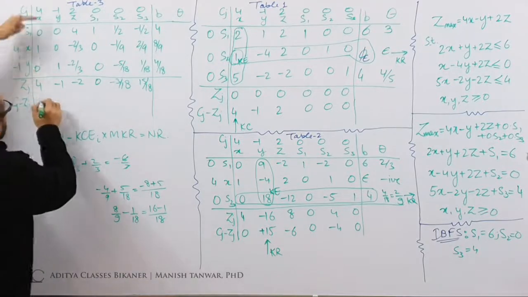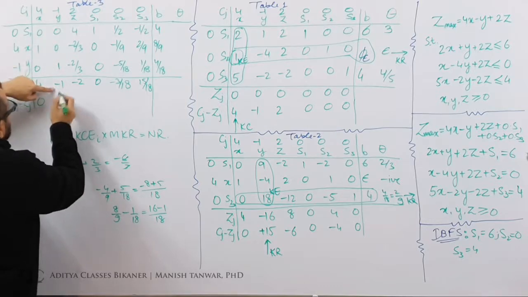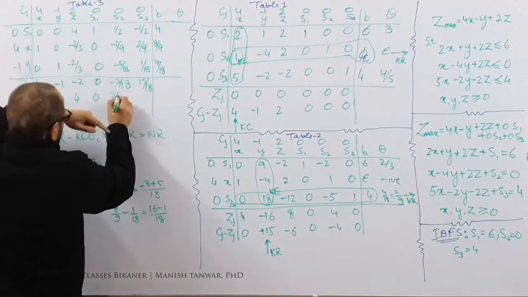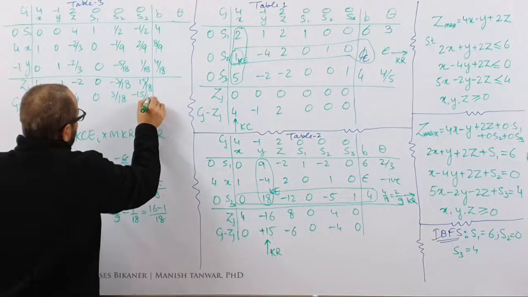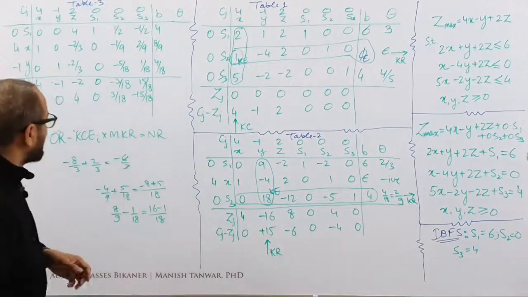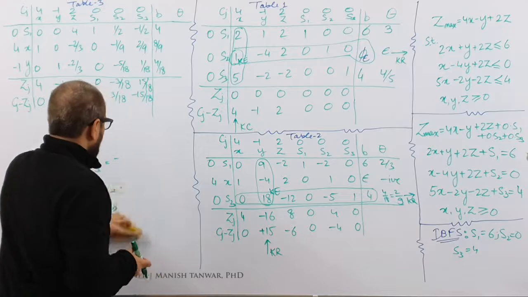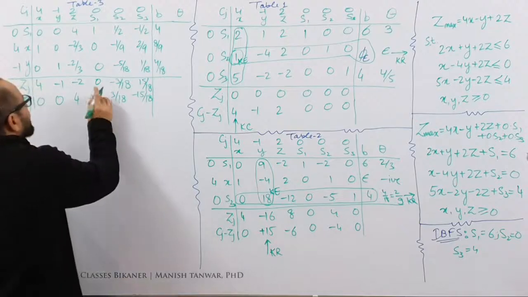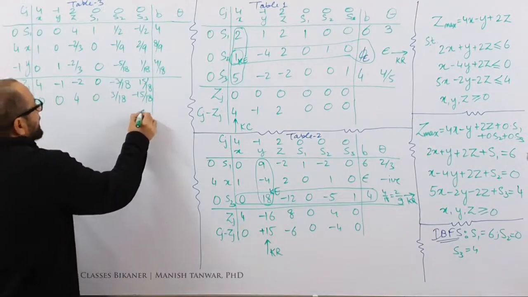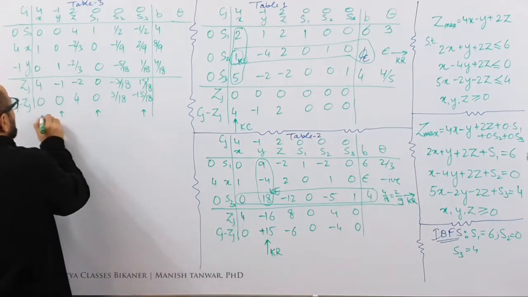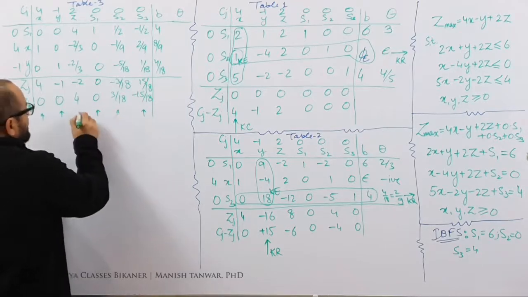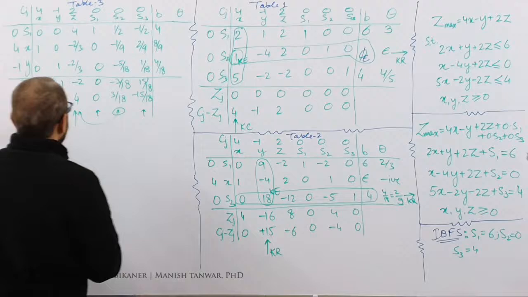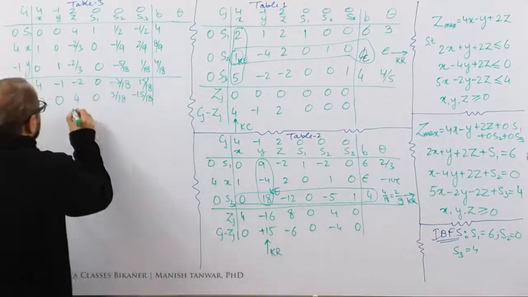So 4 minus 4 would give me a 0, minus 1 minus minus 1 would give me a 0, 2 minus minus 2 would give me a 4, then 0, 3 by 18 and minus 15 by 18. If we look carefully, we'll see that this is negative, this is 0, this is 0, this is 0. There are two positives. Of these, this is very small, this is the most positive. So I get my key column under minus 4.